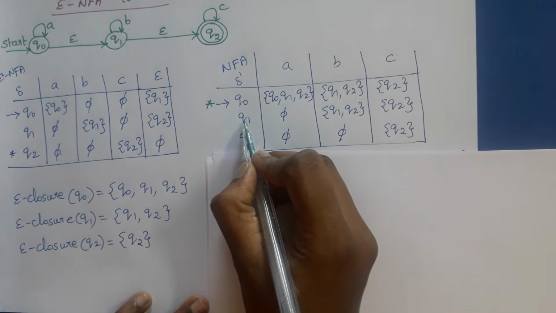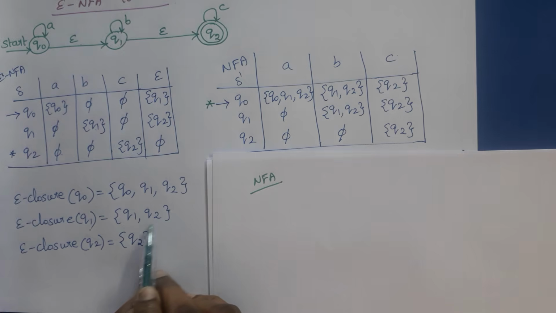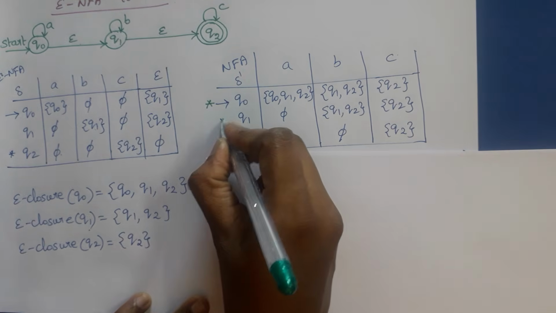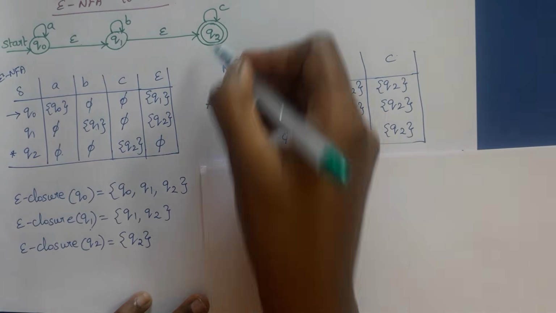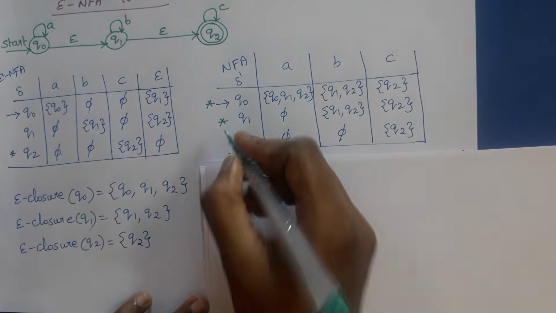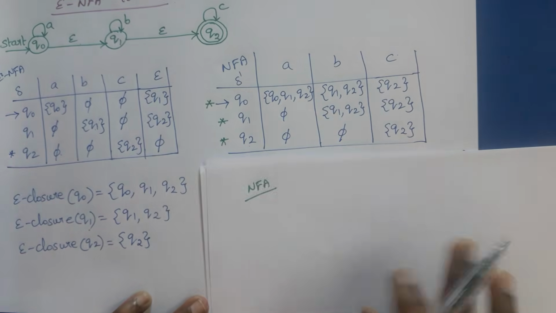Then Q1. The epsilon closure of Q1 has Q2 as a state, so this is also a final state. Then Q2. Q2 is already a final state, so there is no need to check. If you check the epsilon closure of Q2, it definitely has Q2. So all the states are final states.